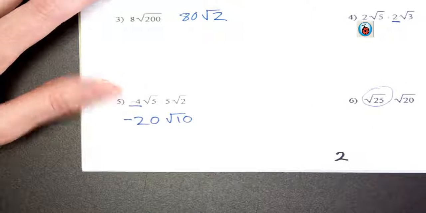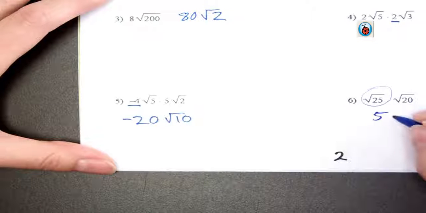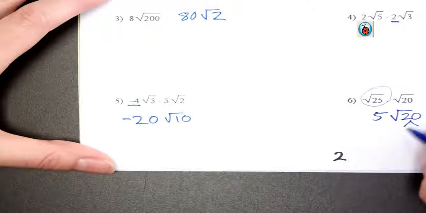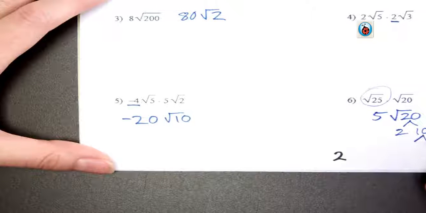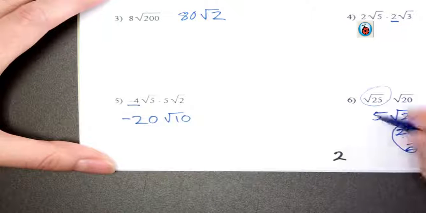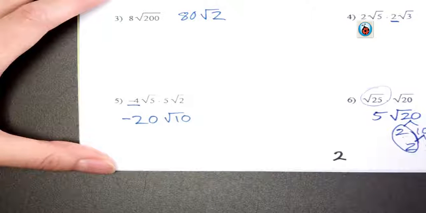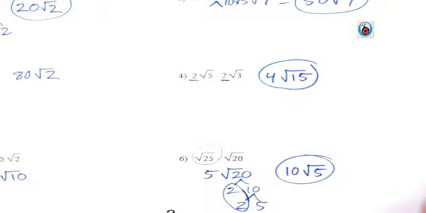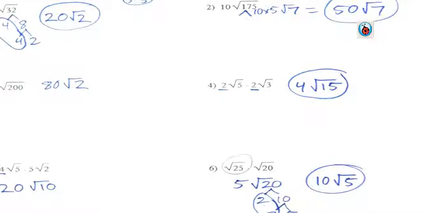This one, 25 is one of those perfect squares. So first of all, it just becomes 5 root 20. And then we break down the 20 to get 2 and 10, 2 and 5. Multiply my whole numbers, which becomes 10 root 5. I'm sorry, you could not see that. So there are the answers.